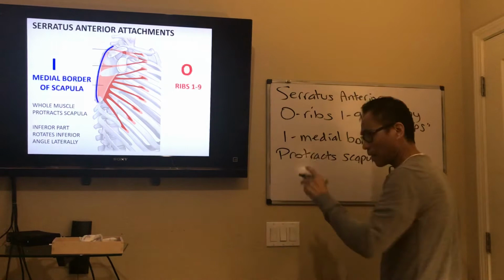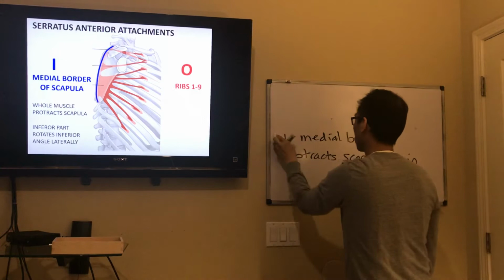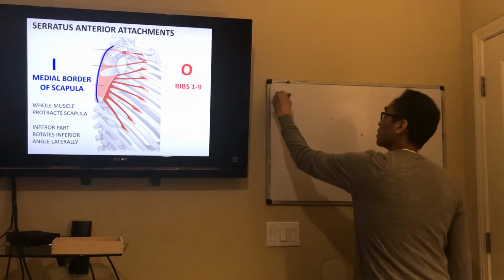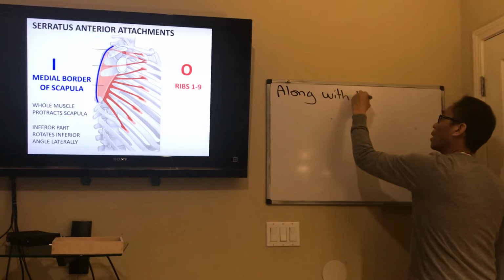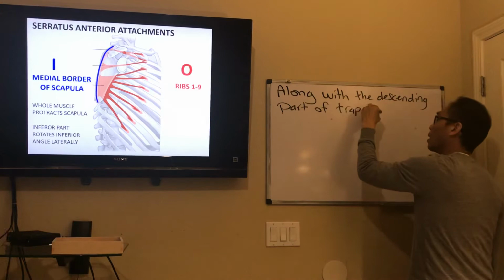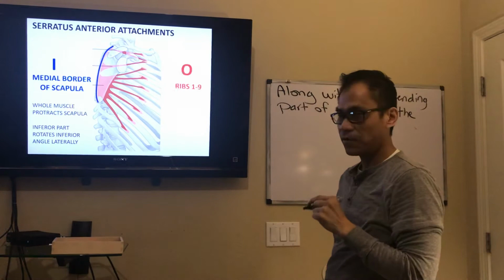So let me write that whole thing in. Let me erase the board. Along with the descending part of trapezius, the inferior part of serratus anterior laterally rotates the inferior angle of scapula.